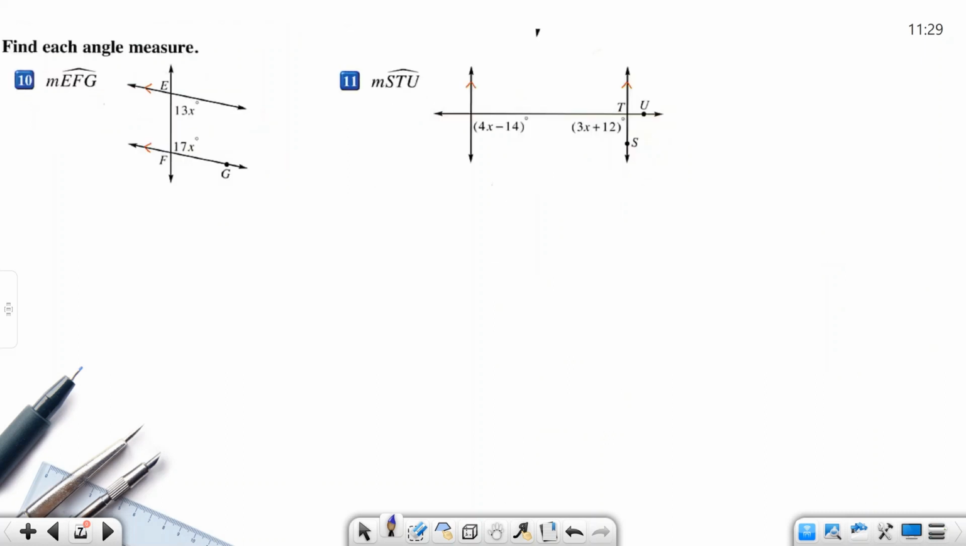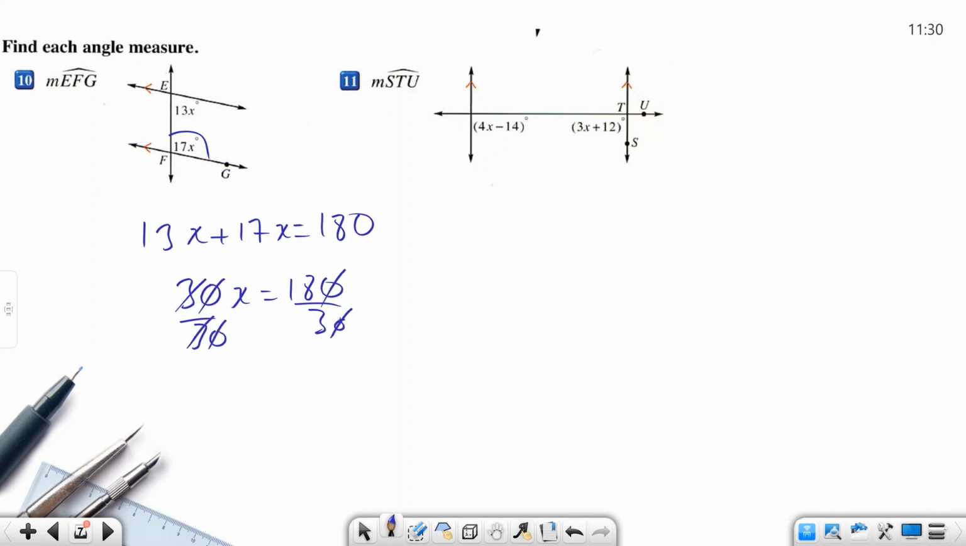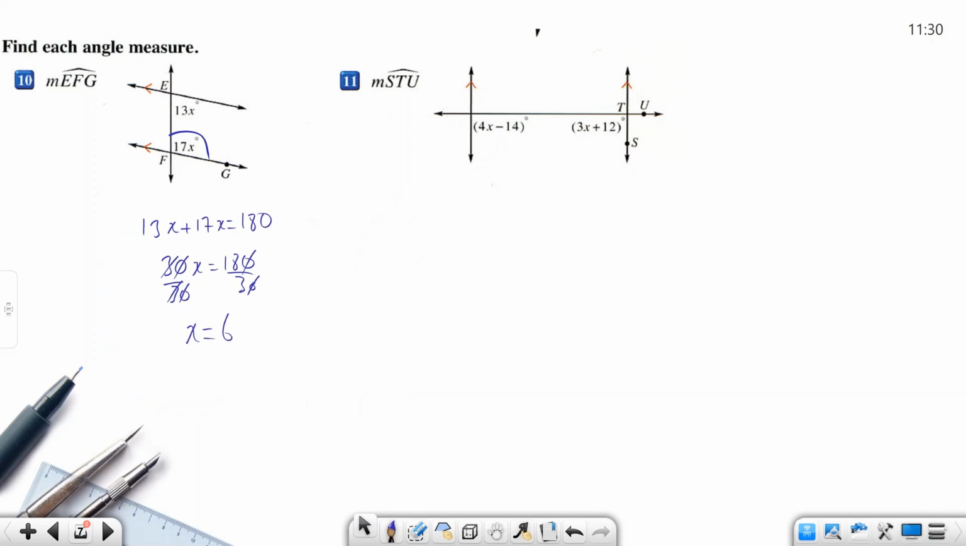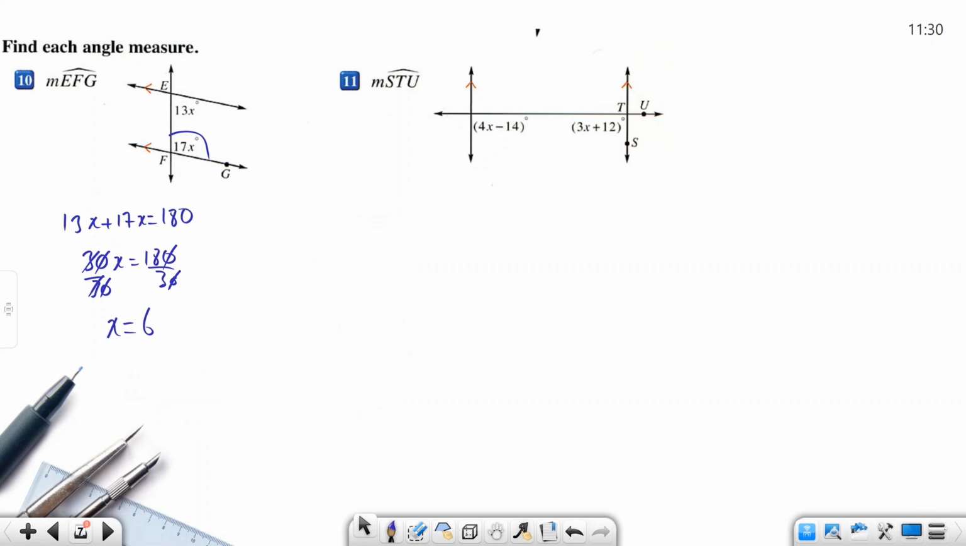Okay, let's continue. Find each measure again. It's asking about EFG, 17x, and I can say 13x plus 17x equals 180. Same side interior angles must equal 180. 13 plus 17 is 30x equals 180. So divide by 30, cancel the zeros, and 18 divided by 3 is 6. x equals 6. Of course, again, don't forget the question is not about x. The question is about 17x.